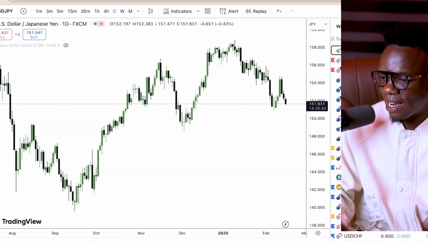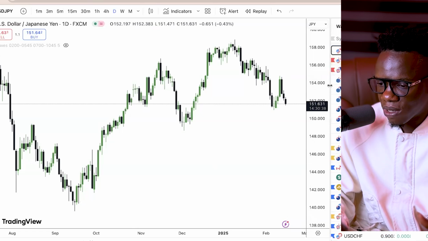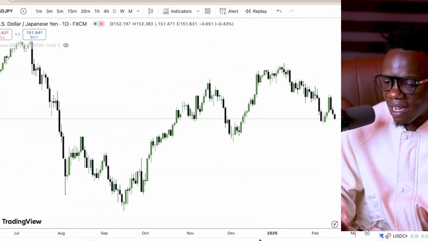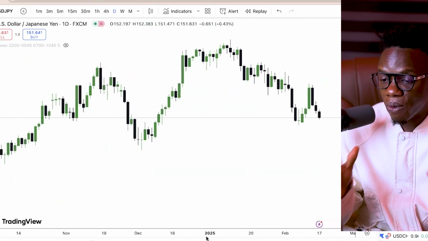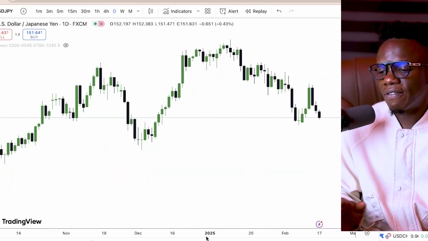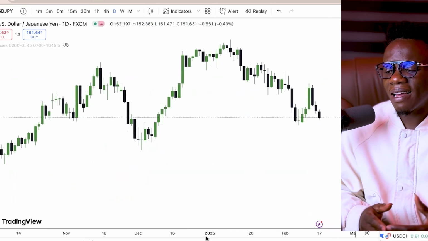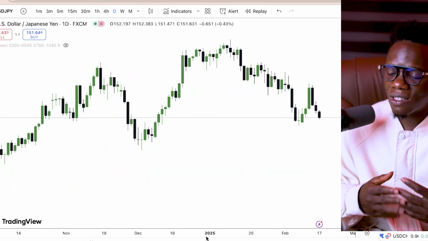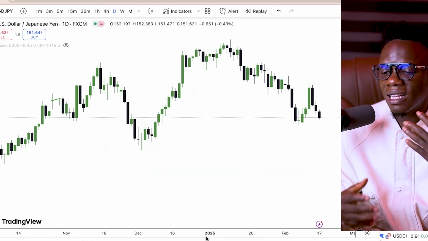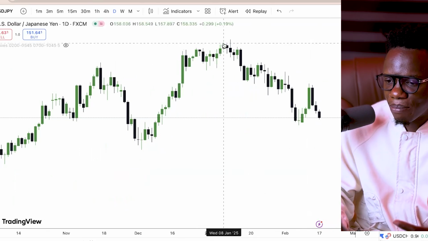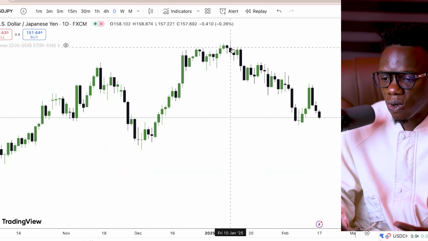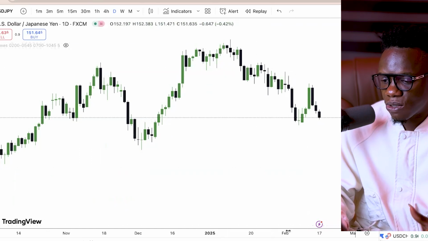All right, this is my ideology towards high probability setups. It is a fresh reversal in the market, meaning a fresh turning point in the market. And once there's a fresh turning point, there's a high chance that the next day or the next couple of days, the market will continue in that direction. For example, after this turning point here, you saw that the market continued in this direction for a couple of days.